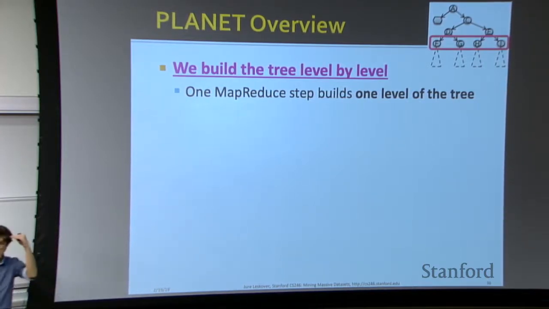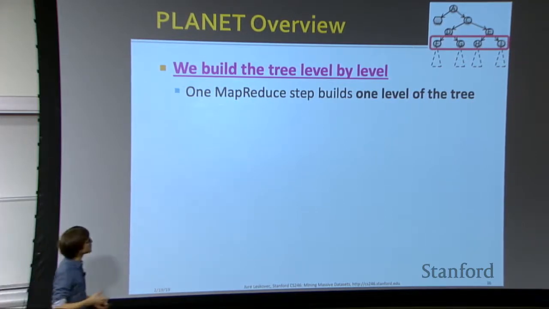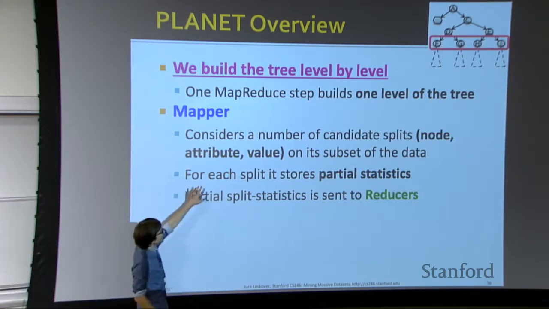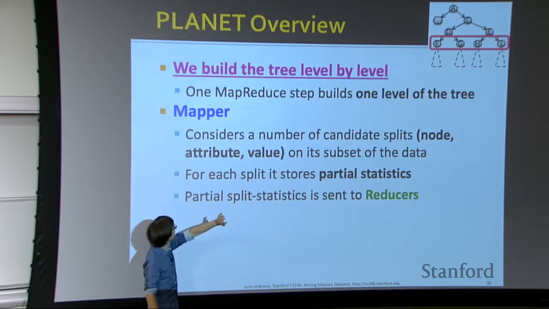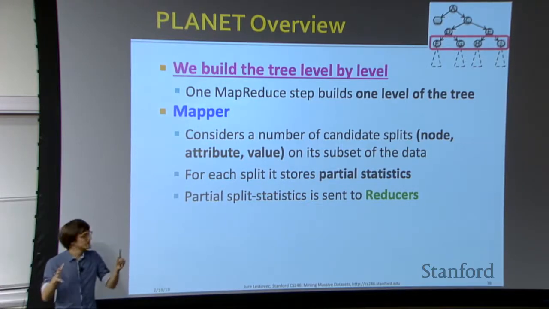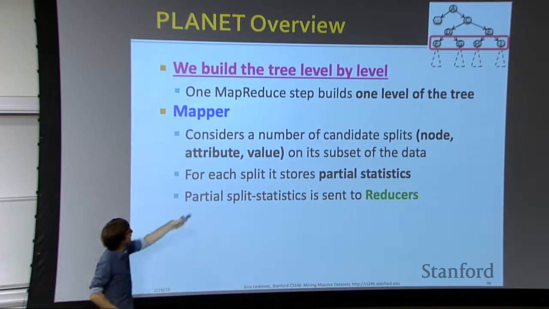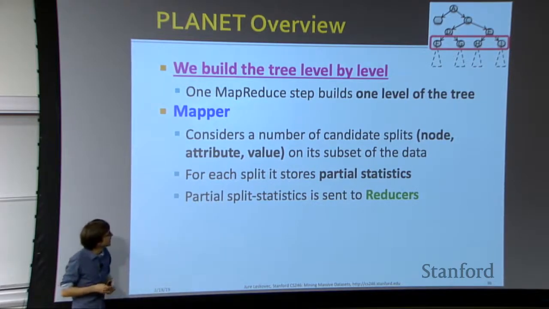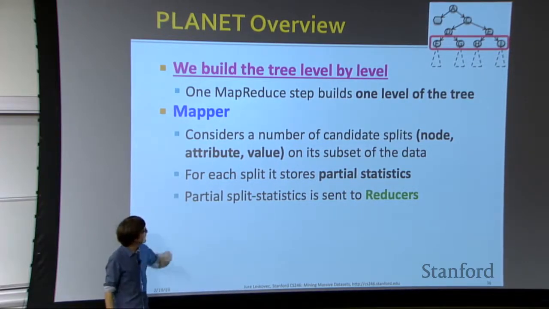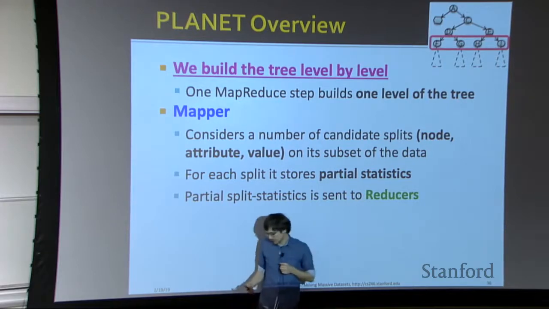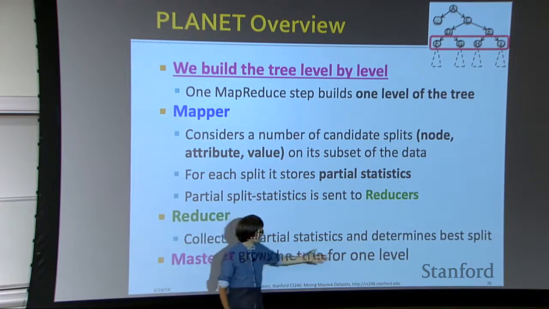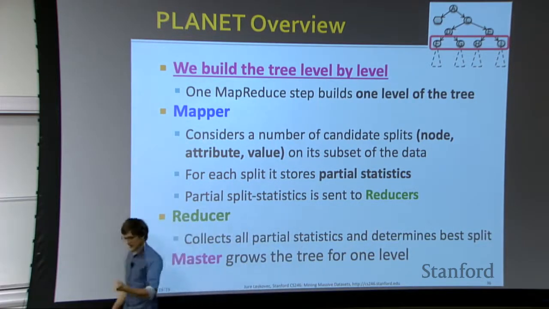So we build the tree level by level. One MapReduce job builds one level of the tree. The mapper, right, considers a number of candidate splits. A candidate split is a triple: node in the tree, attribute and value. And each mapper gets to see a subset of the data. So it evaluates the quality of that split on that subset of the data. For each split, it stores these partial statistics for the subset of data that a given mapper gets. And these partial split statistics are sent to the reducer, who collects and aggregates these partial statistics, and determines the final score of a given candidate split.